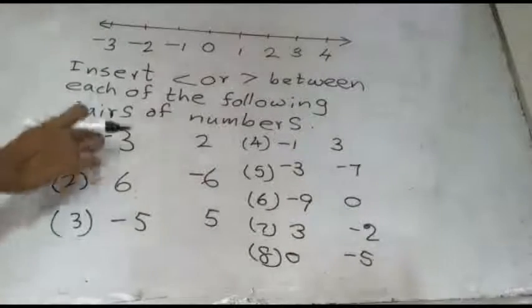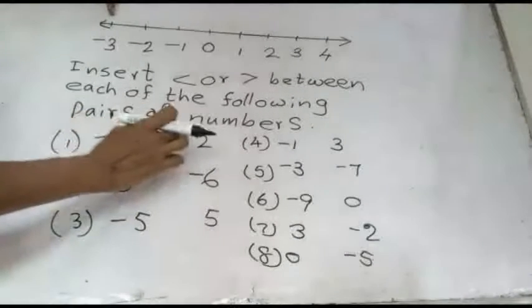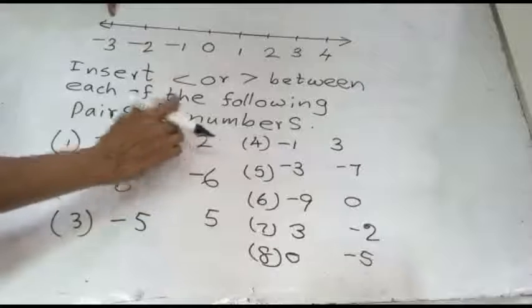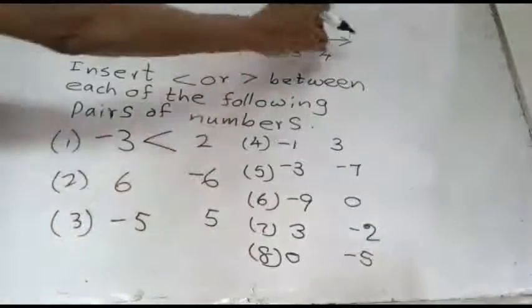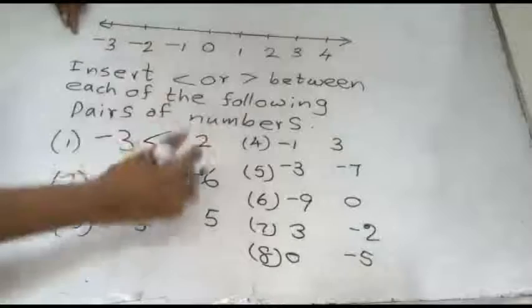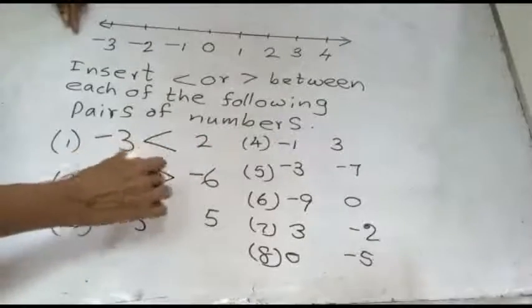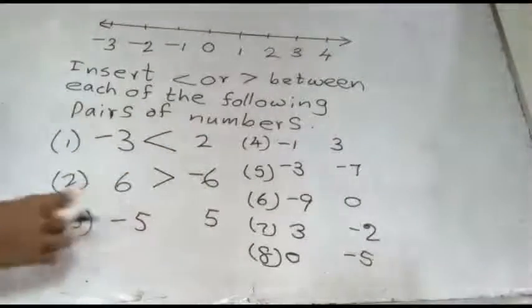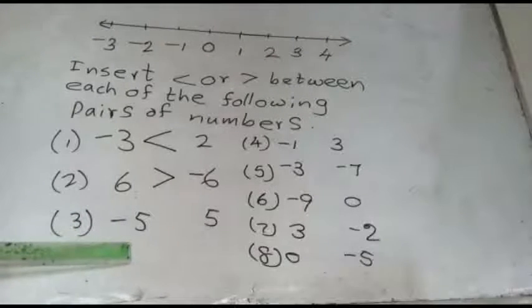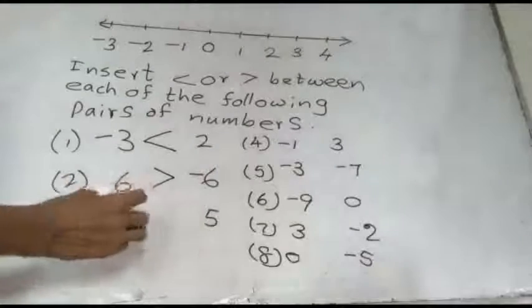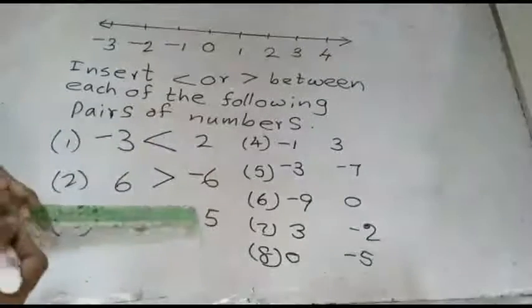Negative 3 is left of positive 2. Then negative 3 is less than positive 2. Positive 6 is to the right of negative 6. Then positive 6 is greater than negative 6. Negative 5 is to the left of positive 5. Then negative 5 is less than positive 5.